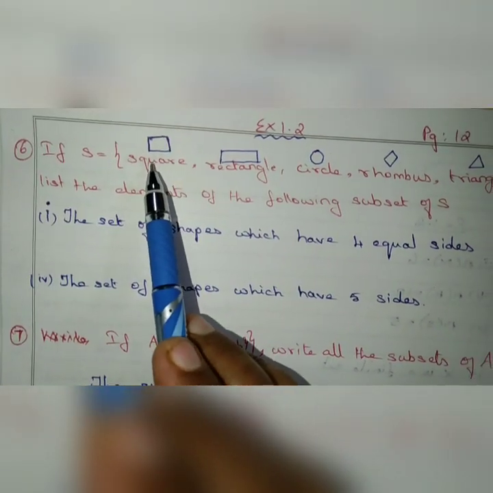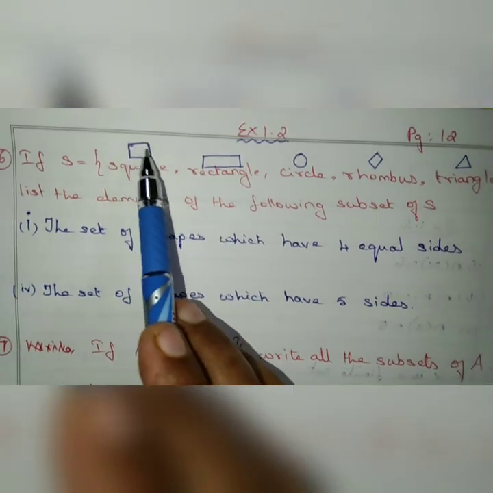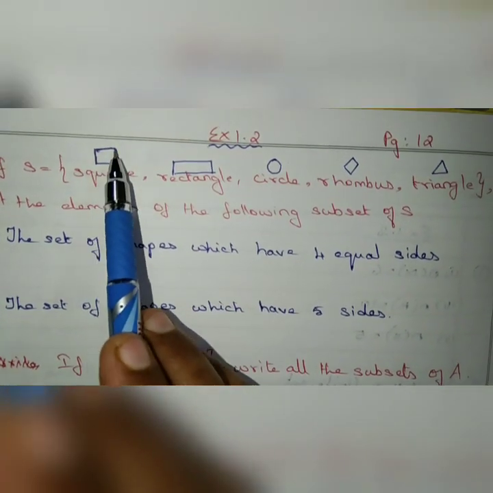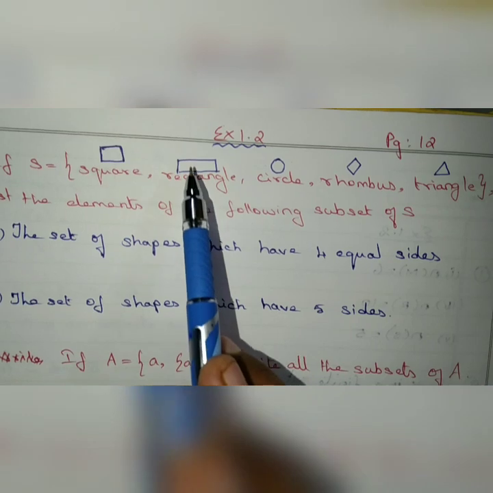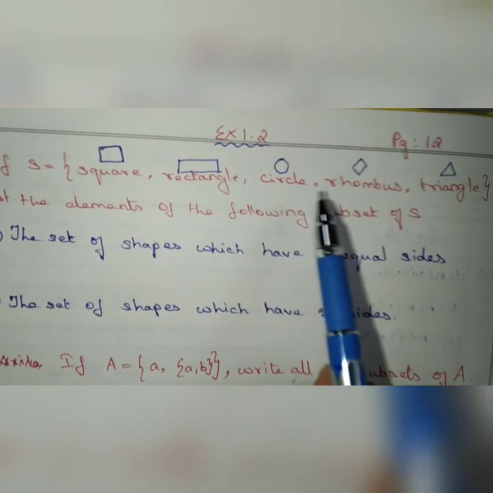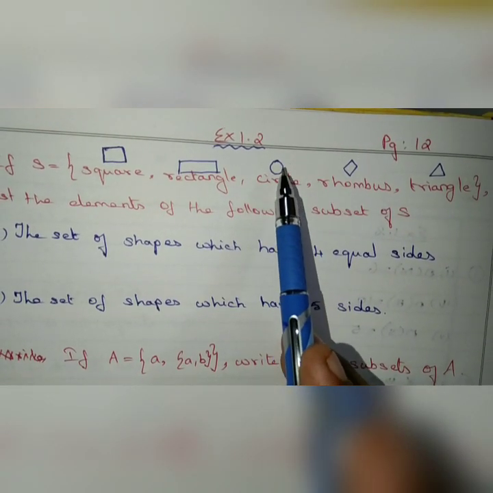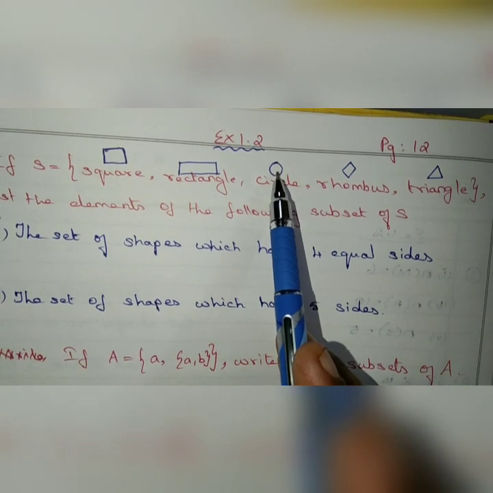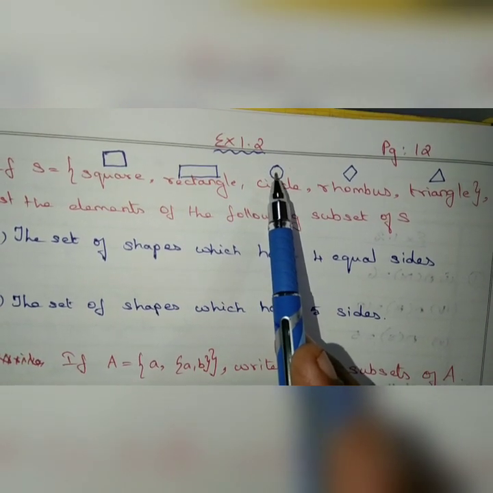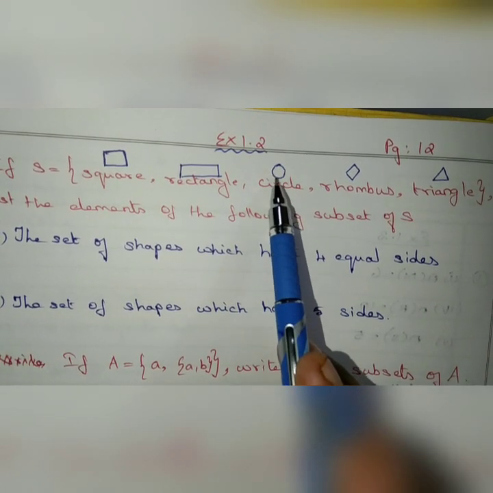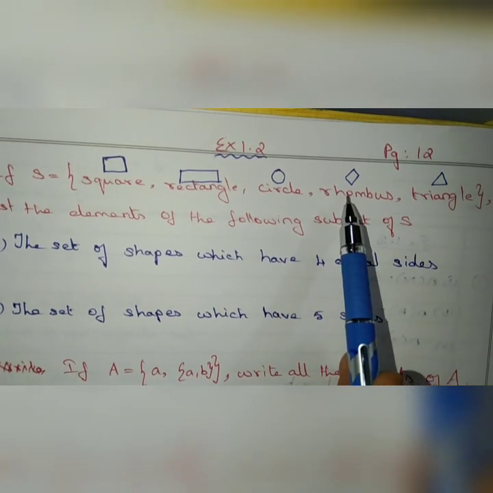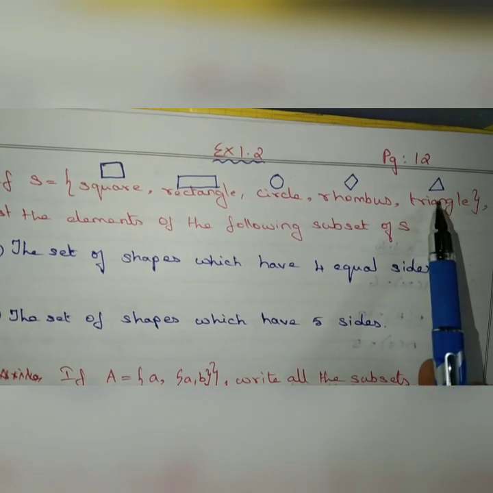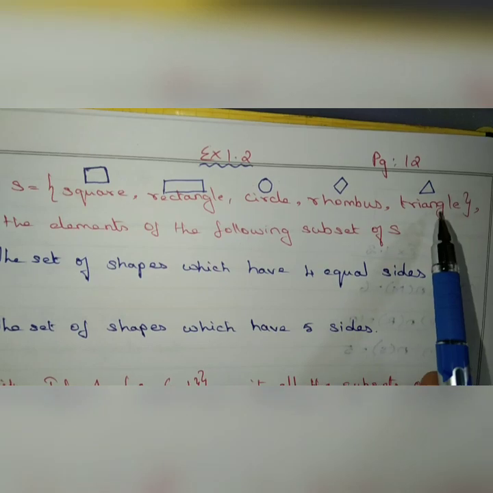See, I have drawn the diagram. Square. You know the property of a square: 4 sides are equal. Rectangle, opposite sides are equal. Circle, with the common center and radius. We have drawn the circle. Rhombus, 4 sides are equal, and triangle will have only 3 sides.